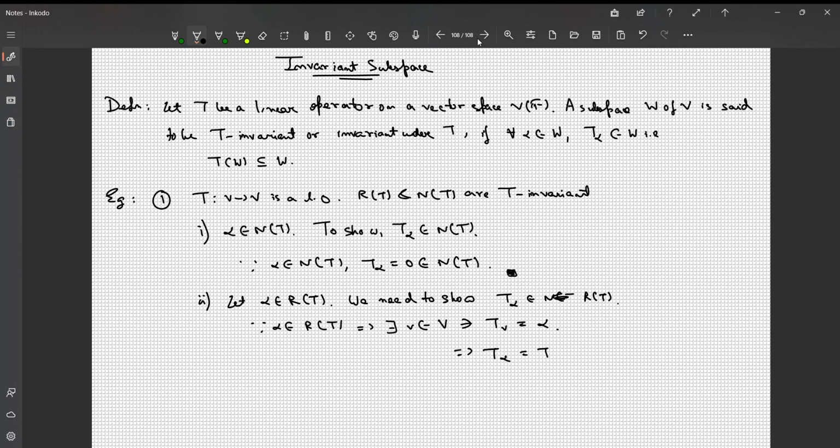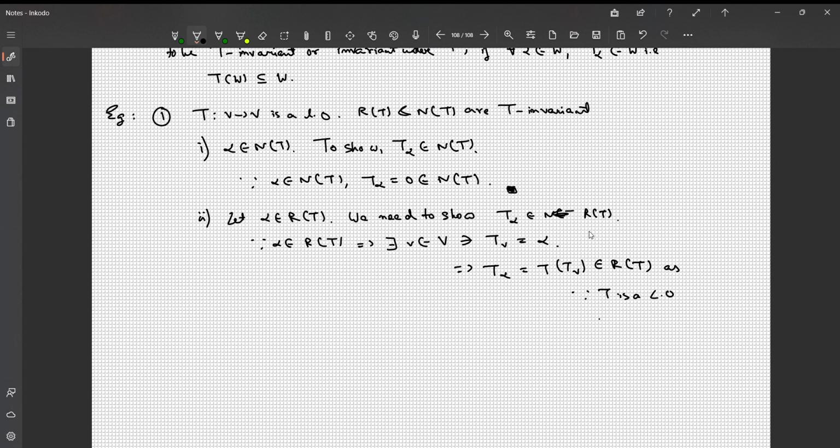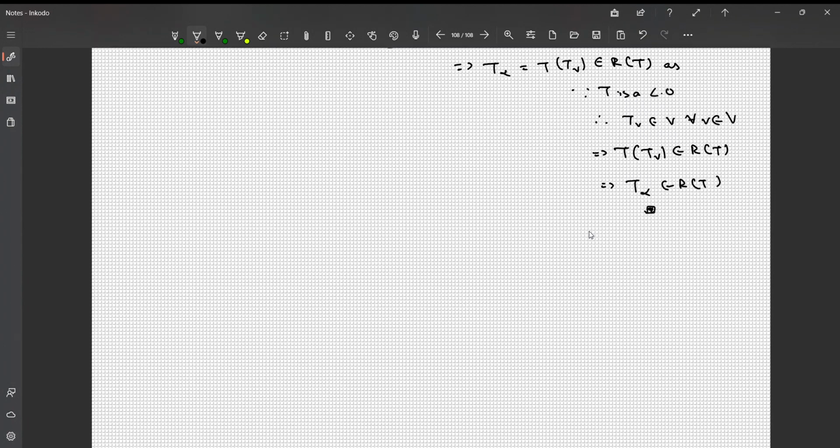But that implies that T of alpha is equal to T of T of v, right? Now this is obviously inside the range space as well, since T is a linear operator, so its codomain is the vector space V. Therefore, T of v is inside V for all vectors small v in capital V. So the image of every vector small v is inside the range space. That implies the image of alpha under T is inside the range space, right? So it's proved again, because alpha was chosen arbitrarily from the range space. Okay. So these are some trivial examples.